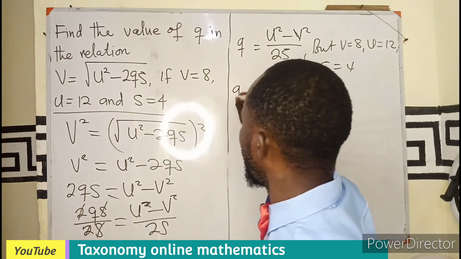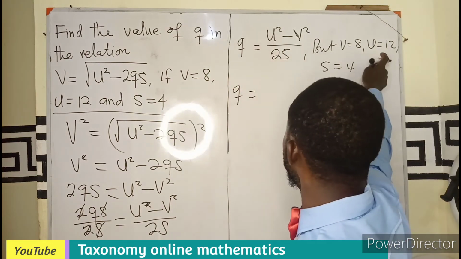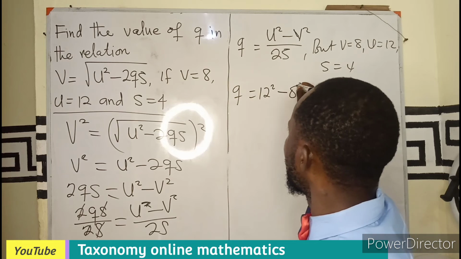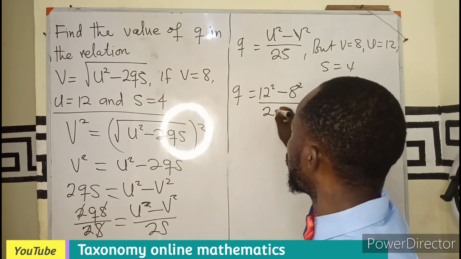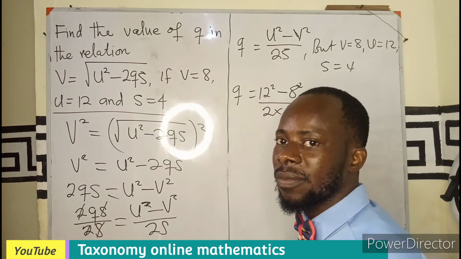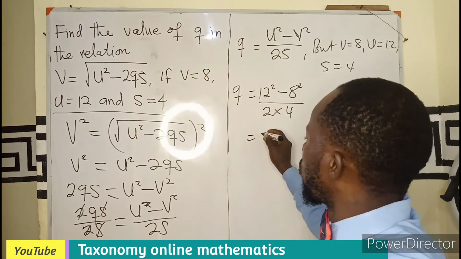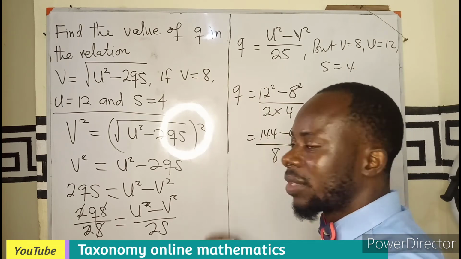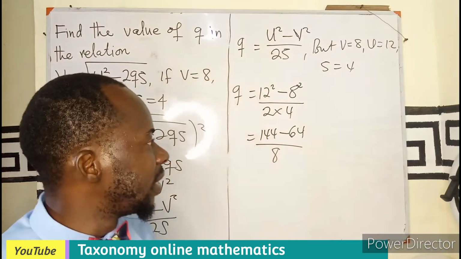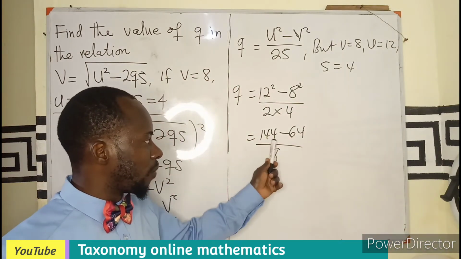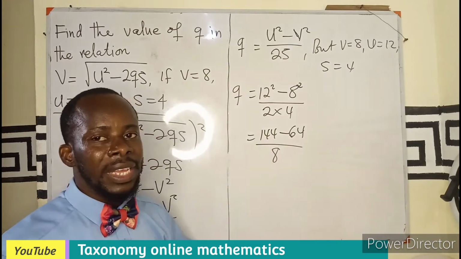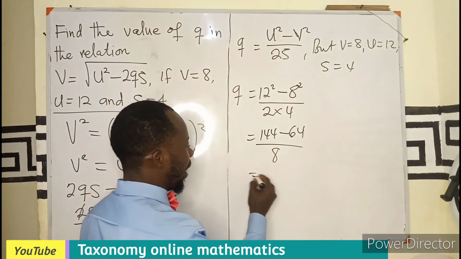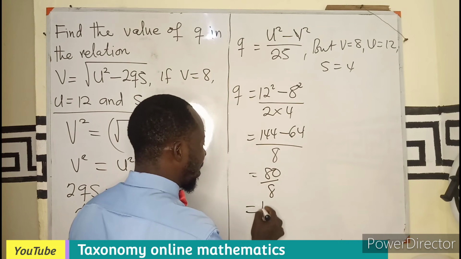So whenever I see these variables, I substitute their values for them. So it means my Q is going to be U squared, in this case 12 squared, minus V, which is now 8 squared, then all divided by 2 times S, and our S is what? 4. So right away, 12 squared will give us 144. 8 squared gives us 64. Then we have 2 times 4, which is 8. So what do we do? In this case, we just perform our subtraction. 144 minus 64 gives us 80. So we have 80 over 8. And that is what? 10.